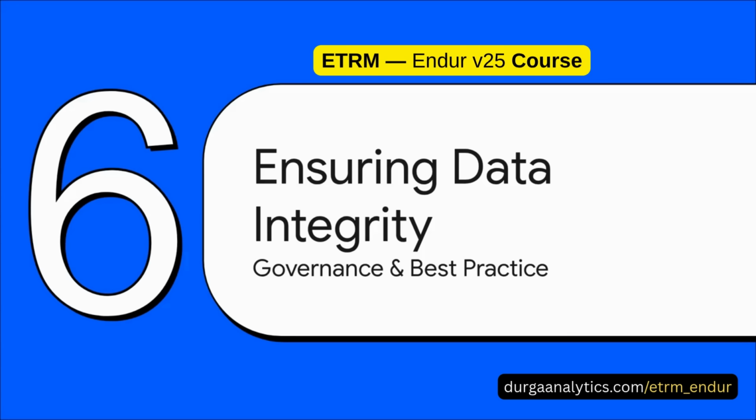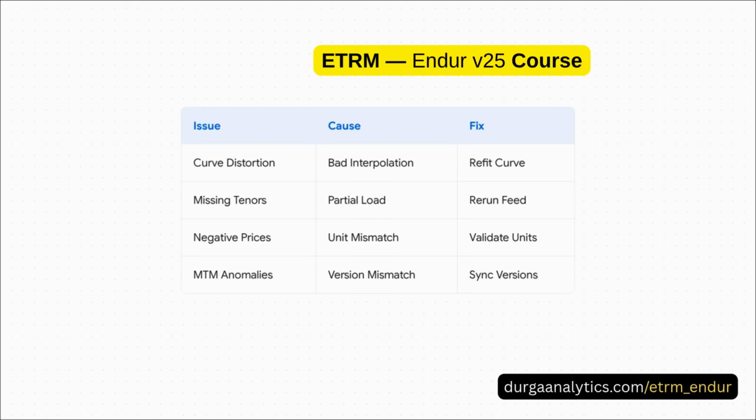This table here should be a go-to resource for any support or operations team. Think of it as your first-level diagnostic guide. It links the most common symptoms, like a sudden MTM jump or a distorted curve, to their likely root cause and the standard procedure to fix it. This is how you move from just reacting to problems to having a structured, efficient process.